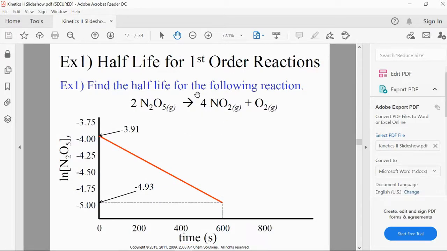So we have a question. Find the half-life for the following reaction. We're given 2N2O5 yields 4NO2 plus O2. And we're given a graph where we've plotted natural log of the concentration versus time. And there's some features identified on here.